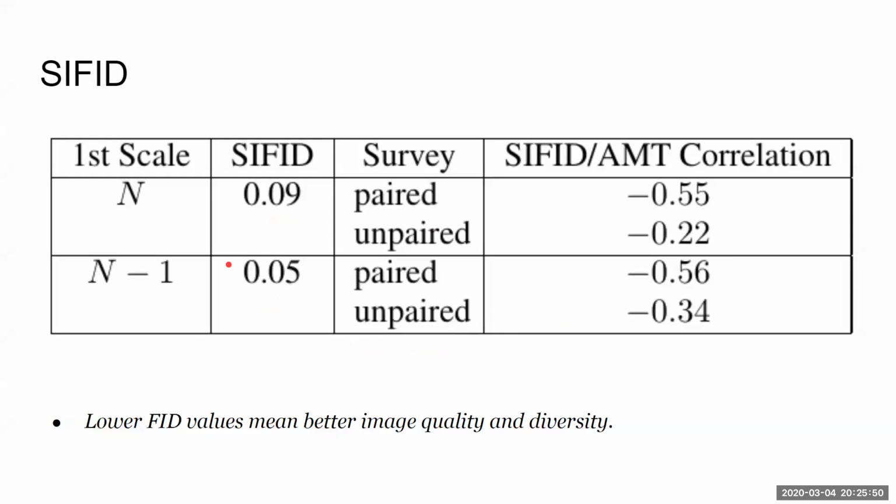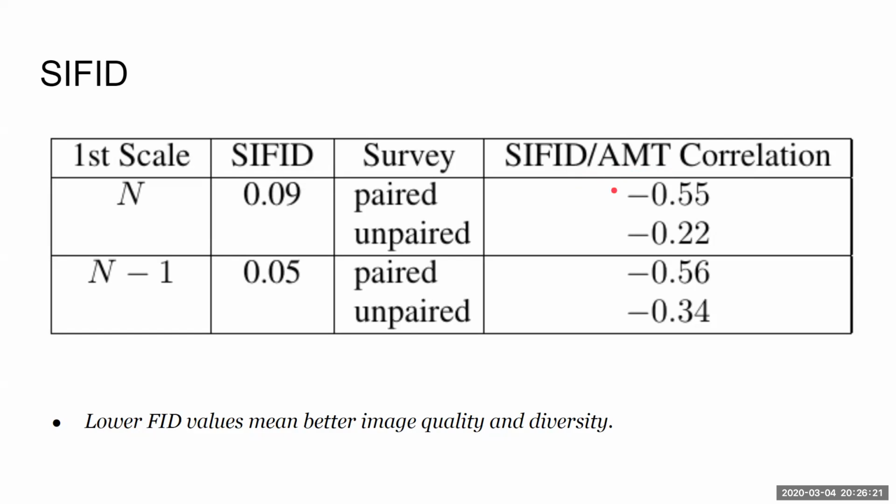Yeah. Now coming to the correlation. This correlation is based on, we had discussed about this real and fake test, right? In that, humans were trying to decide whether it is real or fake. So this correlation value is based on SIFID and AMT. It's basically the Amazon Mechanical Turk experiment that was termed as the real or fake test. So this is the correlation over that.